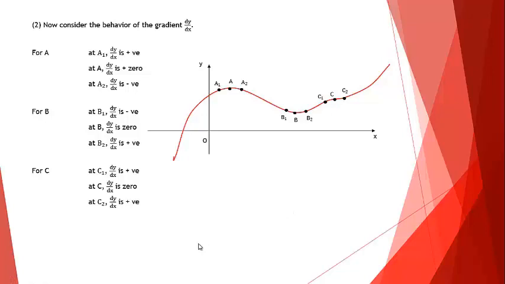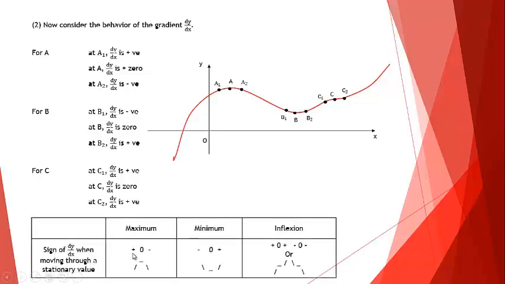That is, for a maximum point, the sign of dy by dx moving through the stationary value is positive at the beginning, then 0, and negative at last. For a minimum point, it's negative at the beginning, then 0, and positive at the end. For inflection, there are two types. One is where both the dy by dx values are positive on either side of the stationary value, and the other is where both the dy by dx values are negative on either side of the stationary value.